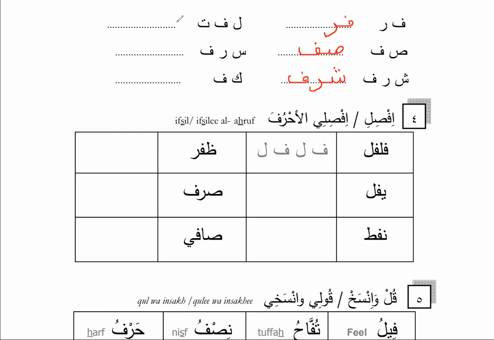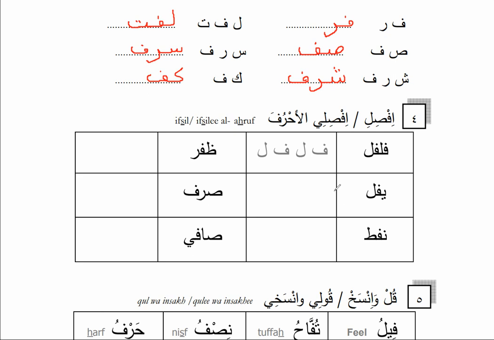Lam, fa. You need to stop. The first portion of the fa is used, and then with the ta continue making the ta in full form because it's the last letter. Sin and ra, and then fa. Kaf, reverse z and make a fa.